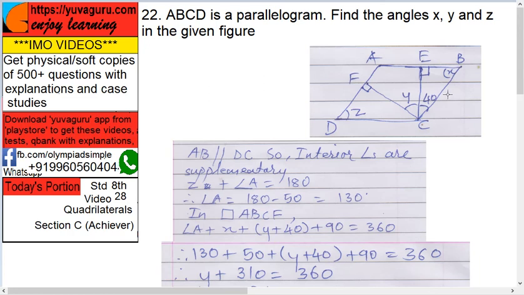Now in quadrilateral ABCF, this full quadrilateral means parallelogram. Angle A plus angle X plus angle Y plus 40 plus 90 equals 360 degrees. ABCF, ABC and this F, not D, ABCF. So A plus X plus Y plus 40 plus this 90 equals 360.